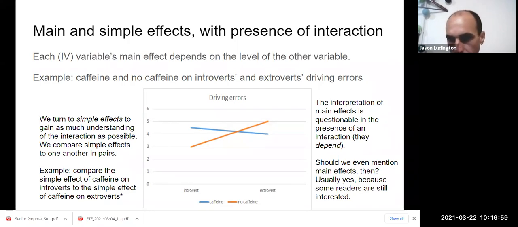All right, so the introverts on the left, caffeine, no caffeine is a red and blue line. So we see that for the introverts, caffeine increases their driving errors compared to no caffeine. On the right, extroverts, we have caffeine reducing driving errors compared to no caffeine. Now, this is a crossover interaction, yes, but in this case, there's also a main effect. Do you know what the main effect is?